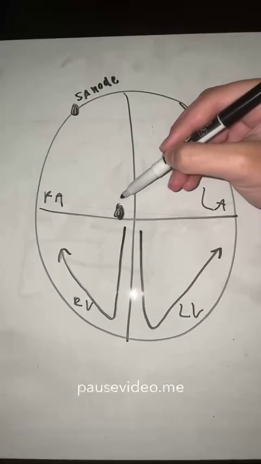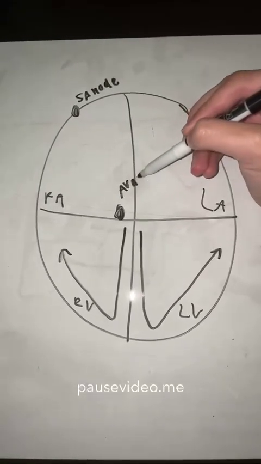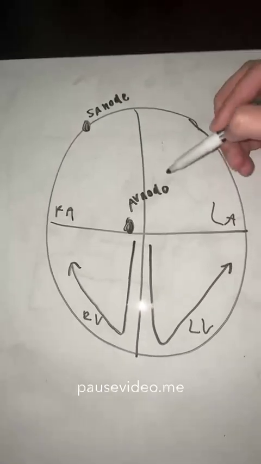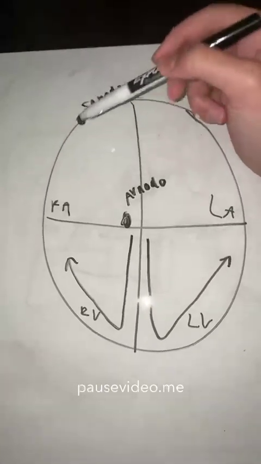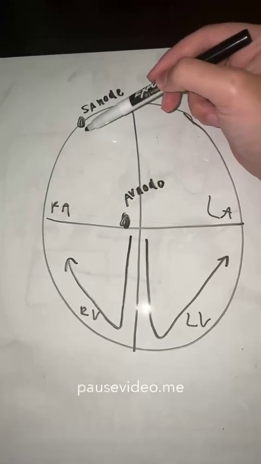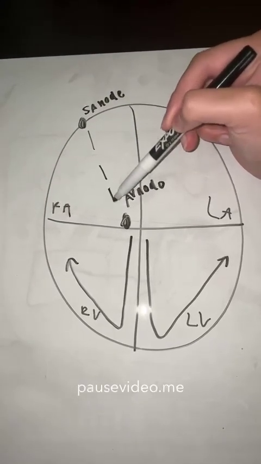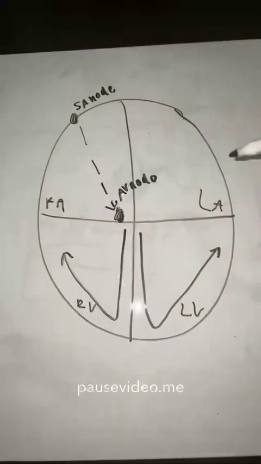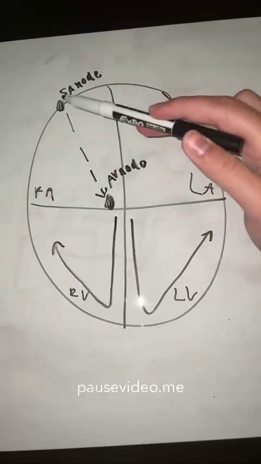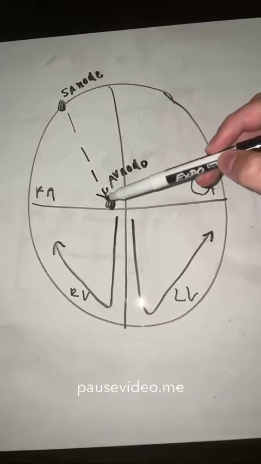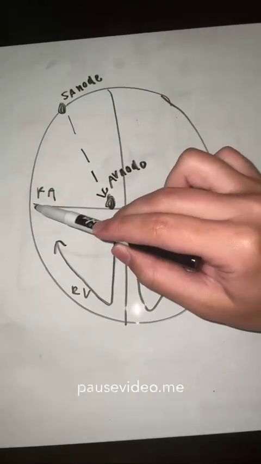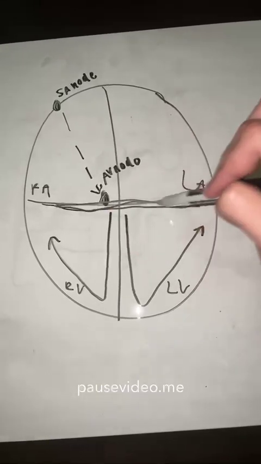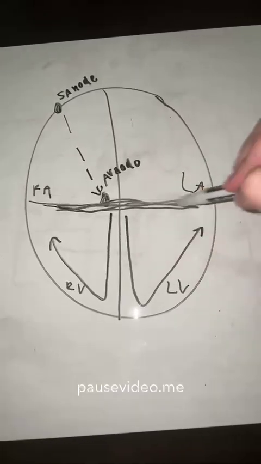our AV node. So this is where it all starts. The SA node sends depolarization down from this way in the right atrium. As you can see, they're labeled here. So the depolarization is sent from the SA node to the AV node. But when it hits the AV node, there is this line of dead tissue.